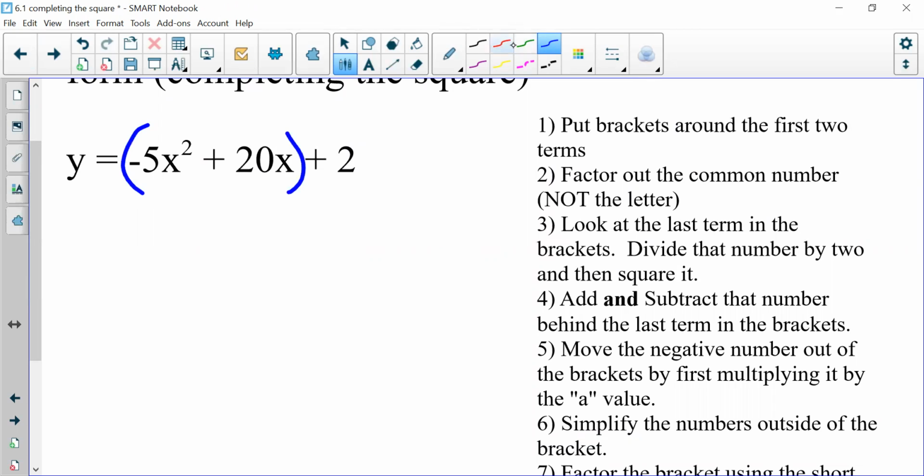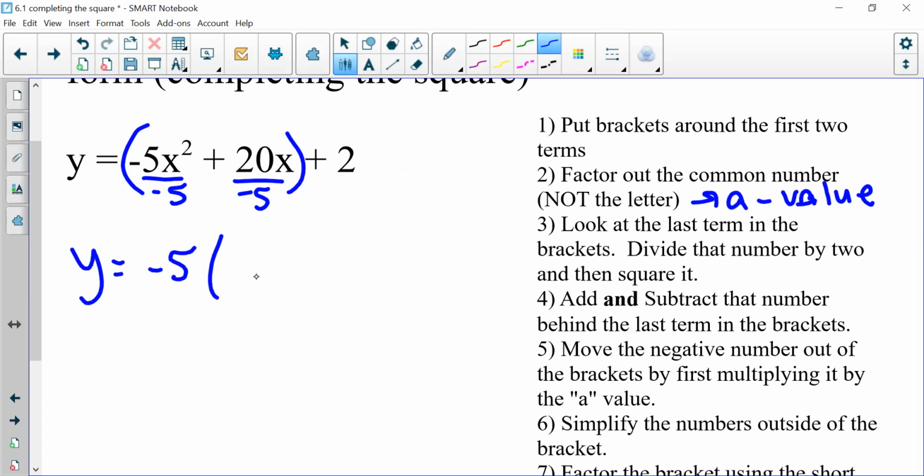And then I'm going to divide out the a value. So I'm dividing out negative 5. So I'm going to have the negative 5 out front. Negative 5 divided by negative 5 is 1, so I'm left with x squared. Positive 20 divided by negative 5 is negative 4.